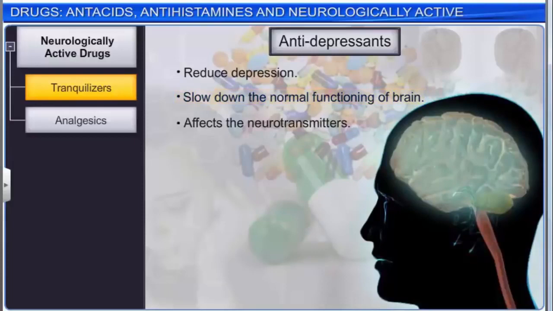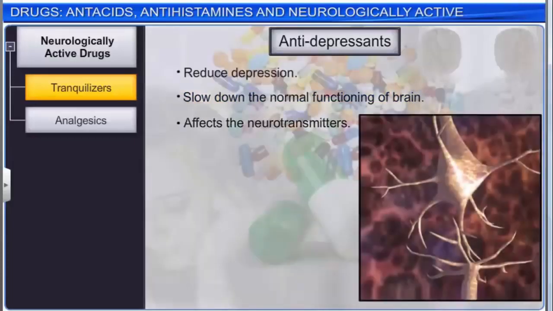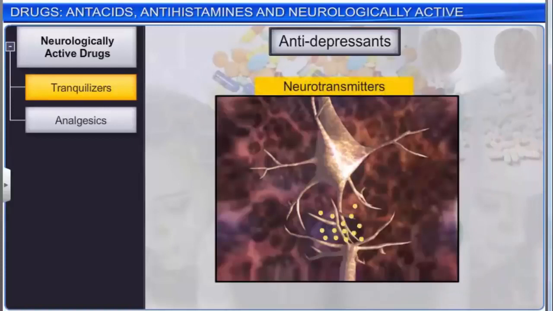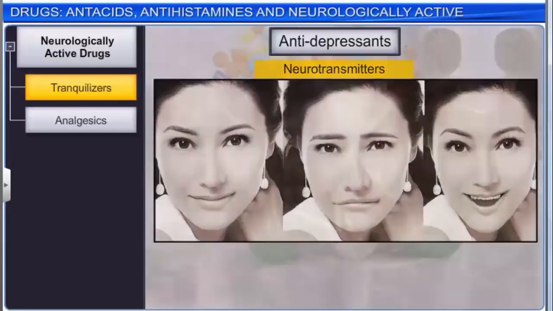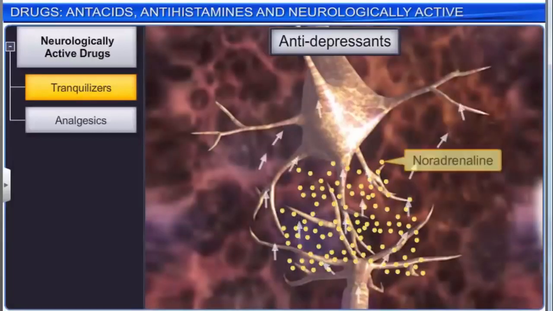These kind of drugs work by affecting the neurotransmitters. Neurotransmitters are brain chemicals that help brain cells communicate with one another by spreading nerve impulses from one nerve cell to another. Their complex interaction is what shifts our mood and changes our mind. For example, noradrenaline is a neurotransmitter that plays a role in mood changes.